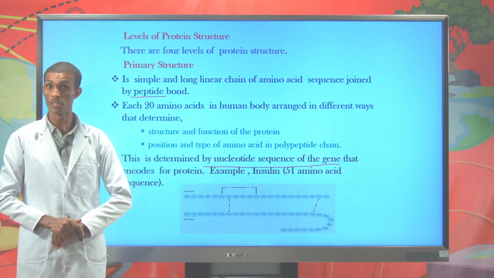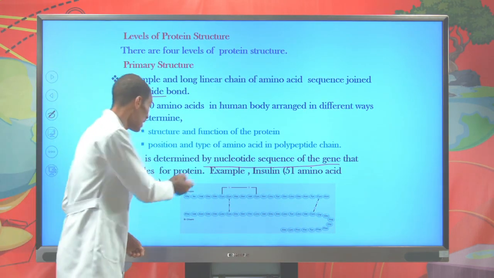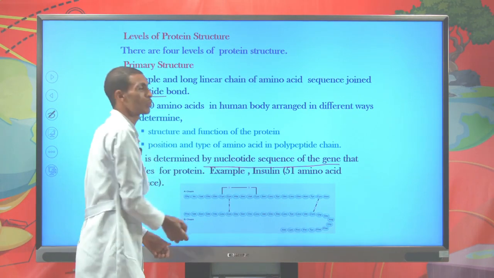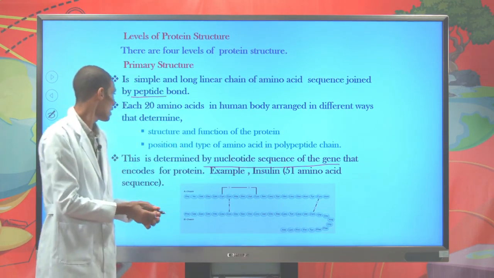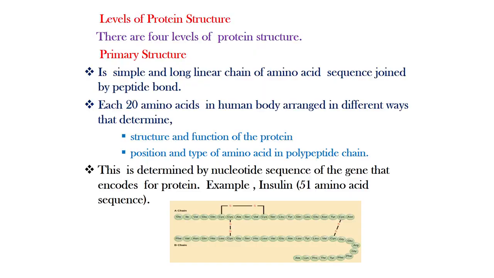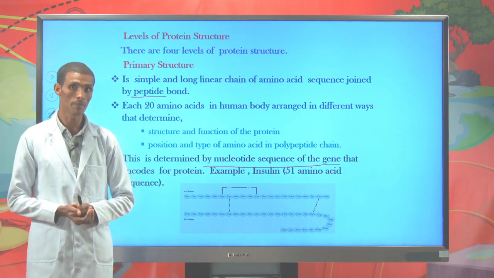It determines the gene. These genes, which are part of a nucleotide sequence of bases, determine the structure and the function they can perform, and the type of amino acid at each position in the polypeptide chain can be determined by the sequence of this gene.